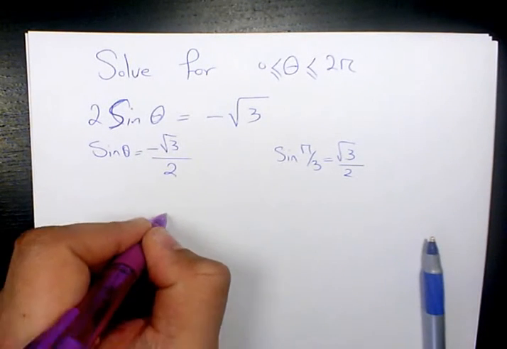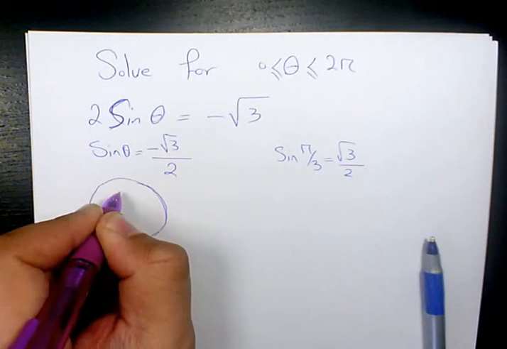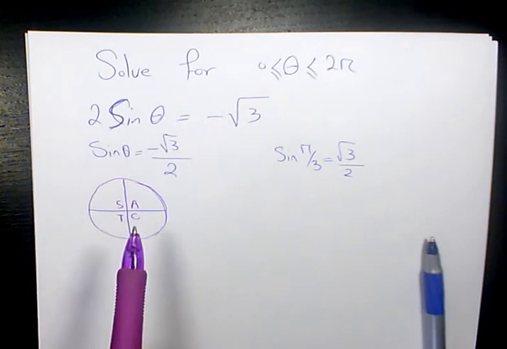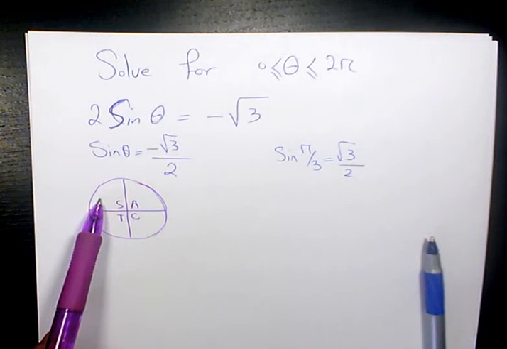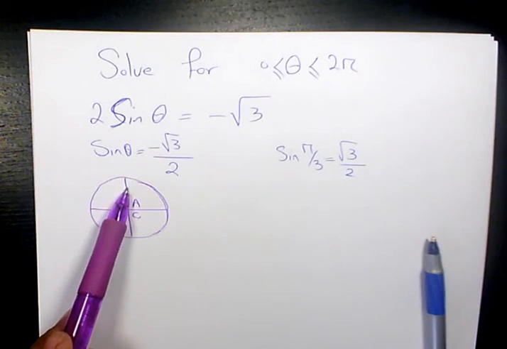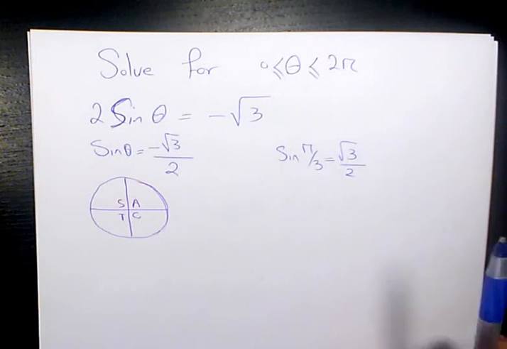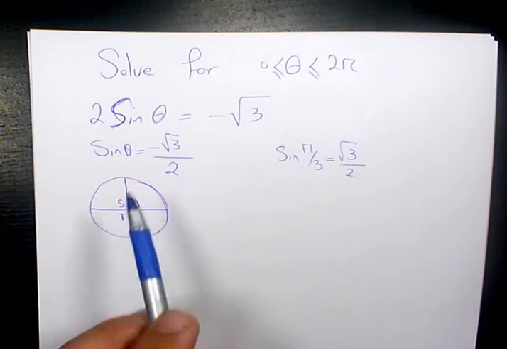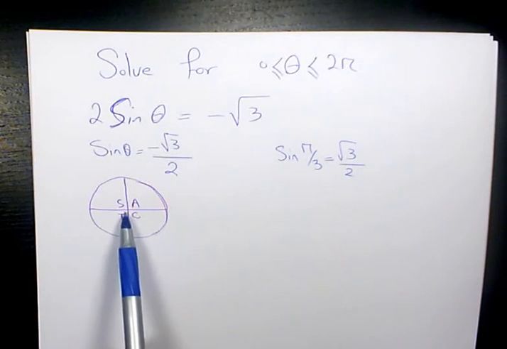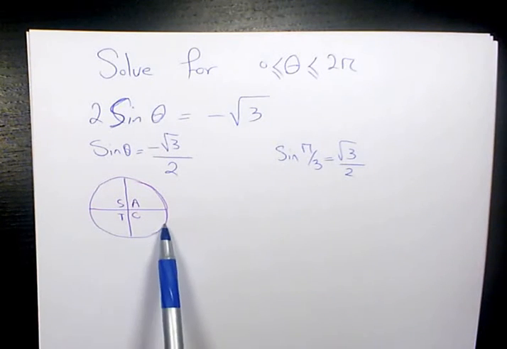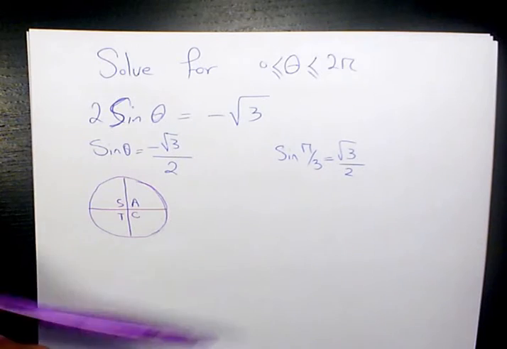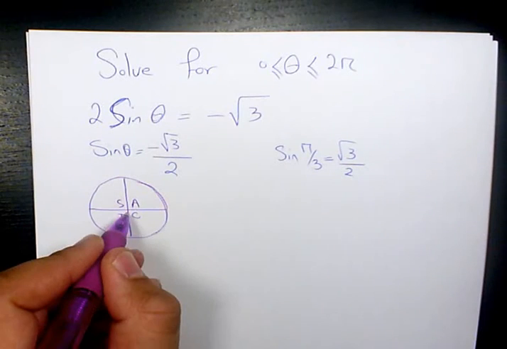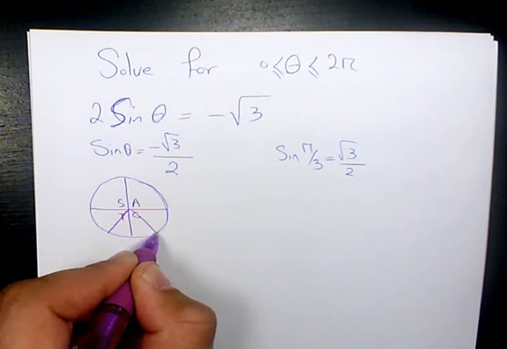So in this case I need to use the CAST rule. We know sine functions are positive in quadrant 1 and quadrant 2, from 0 to pi over 2 and from pi over 2 to pi. So it's positive here and it is negative in these two quadrants, quadrant 3 and quadrant 4. Since it's negative, it means that we have two answers, one in quadrant 3 and one in quadrant 4. Since sine pi over 3 is root 3 over 2, we have two answers like that.